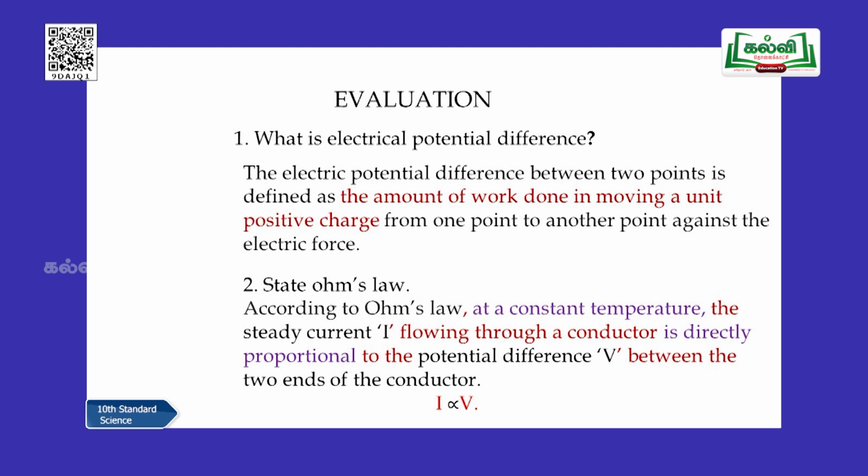What is electric potential difference? The electric potential difference between 2 points is defined as the amount of work done in moving a unit positive charge from one point to another point against the electric force. That means we have to bring the unit positive charge from one point to another point. For that we are doing some work. That amount of work done is known as the electric potential difference.